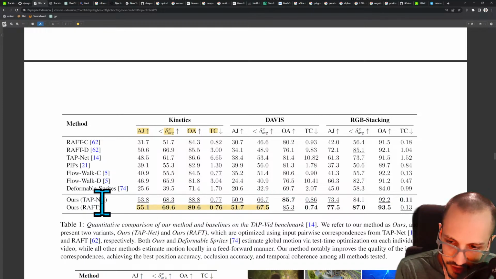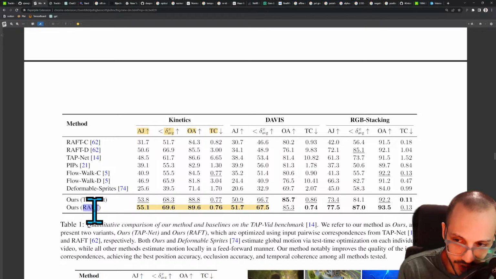But it's kind of unfair to compare because remember how they're initializing their method from the results of a previous method. So they're using RAFT, and then they're using the answers of RAFT to initialize their method. So of course, it makes sense that their method is going to be better than vanilla RAFT, right? And of course, it makes sense that their method based on TAP is going to be better than TAP. So really what you need to be comparing here is this number here. The RAFT method gives you an AJ of 50, and then by using their refining technique, which this paper should really be called, you get another extra 5 points here.